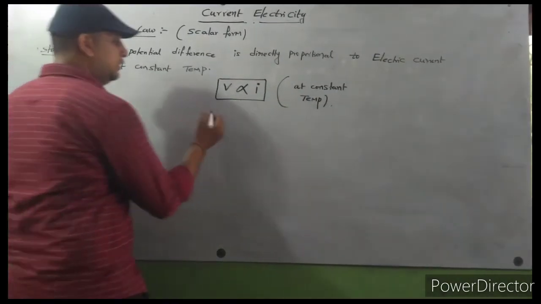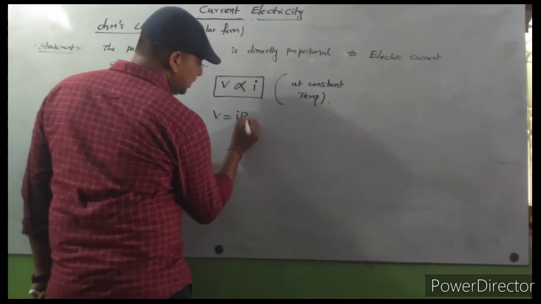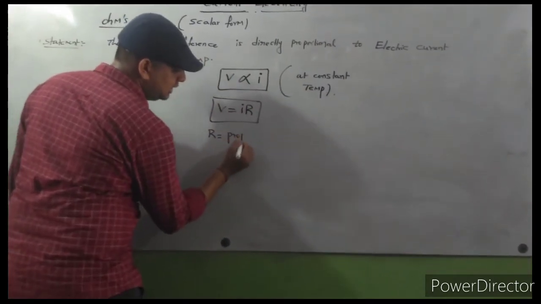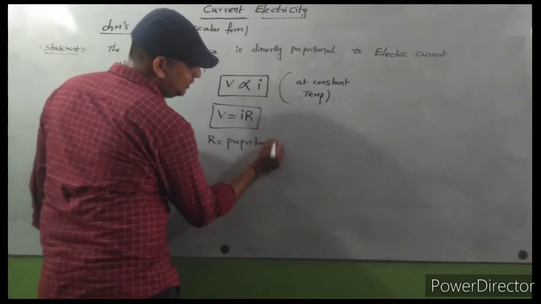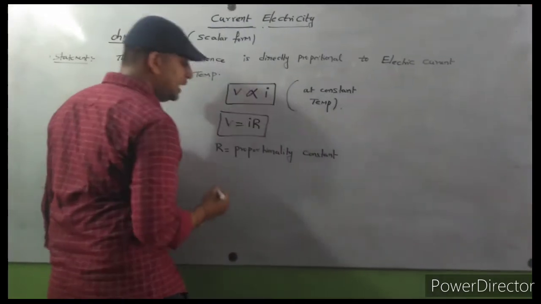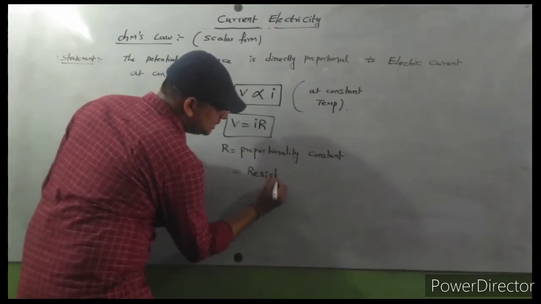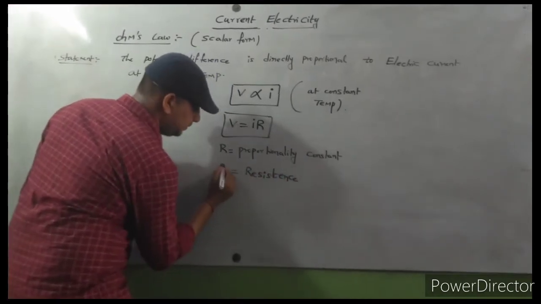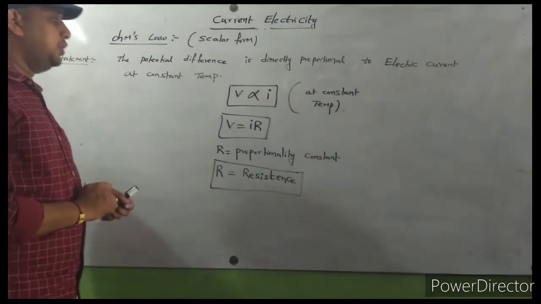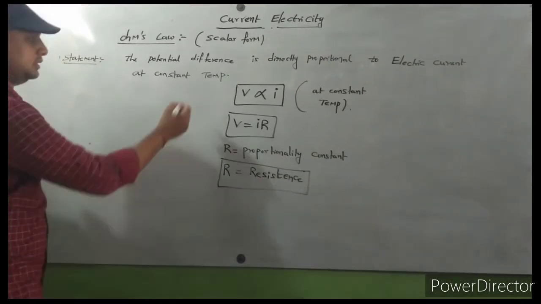If we remove this proportionality, we place some constant. That constant is R. R is the proportionality constant, and that proportionality constant is nothing but resistance. So what is meant by resistance and what is the unit of resistance? We will discuss.